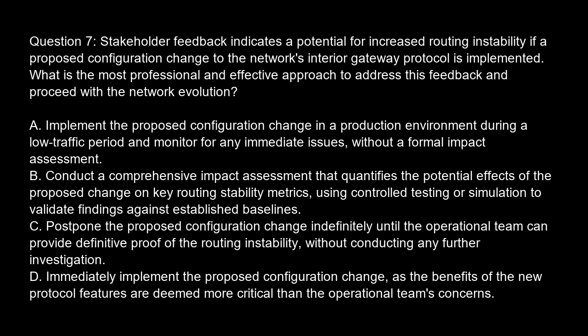Option B. Conduct a comprehensive impact assessment that quantifies the potential effects of the proposed change on key routing stability metrics, using controlled testing or simulation to validate findings against established baselines. Option C. Postpone the proposed configuration change indefinitely until the operational team can provide definitive proof of the routing instability without conducting any further investigation. Option D. Immediately implement the proposed configuration change, as the benefits of the new protocol features are deemed more critical than the operational team's concerns.